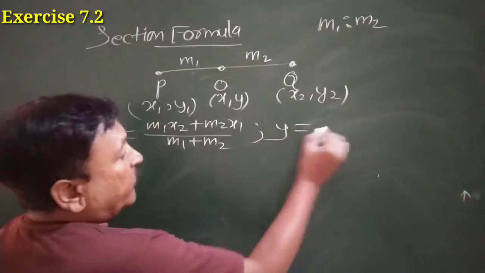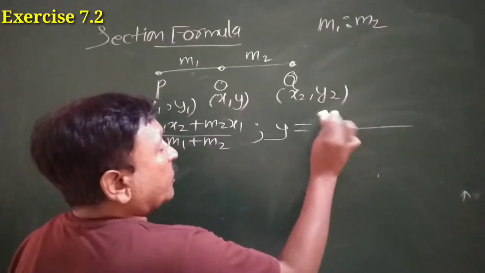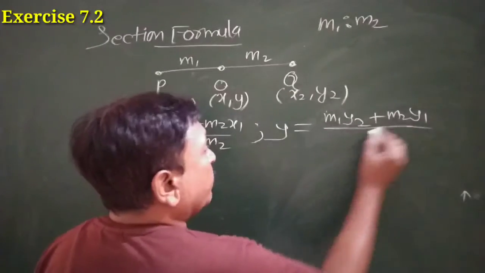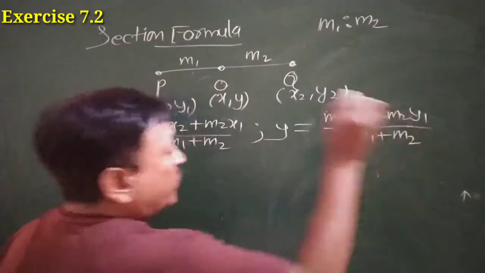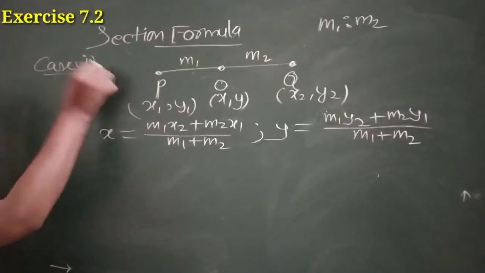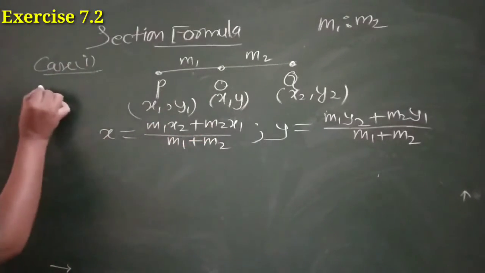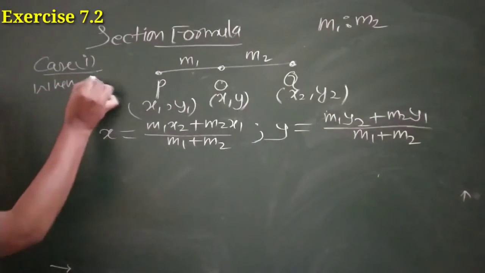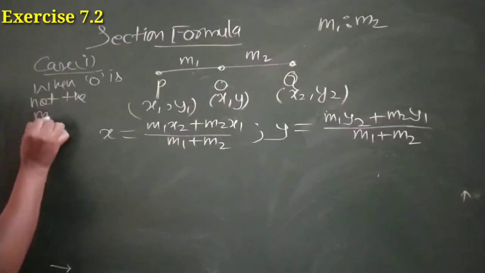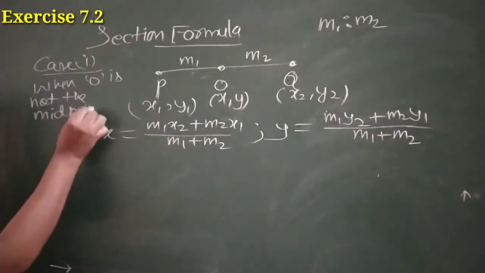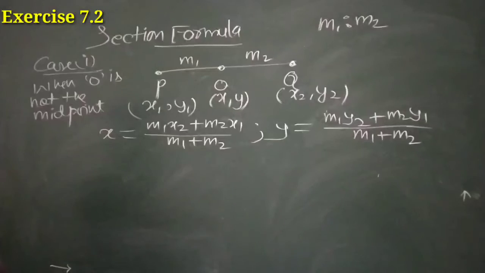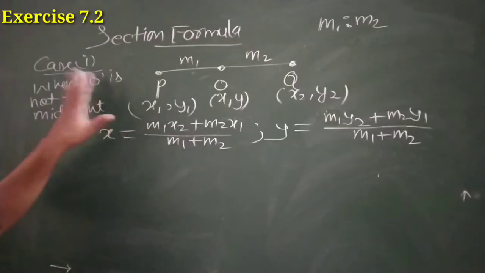And y we had by the formula m1 y2 plus m2 y1 upon m1 plus m2. This was the first case. Case first means this point O is not the midpoint. This point O is dividing PQ in the ratio m1 to m2, but O is not the midpoint. So I have taken it as case first.